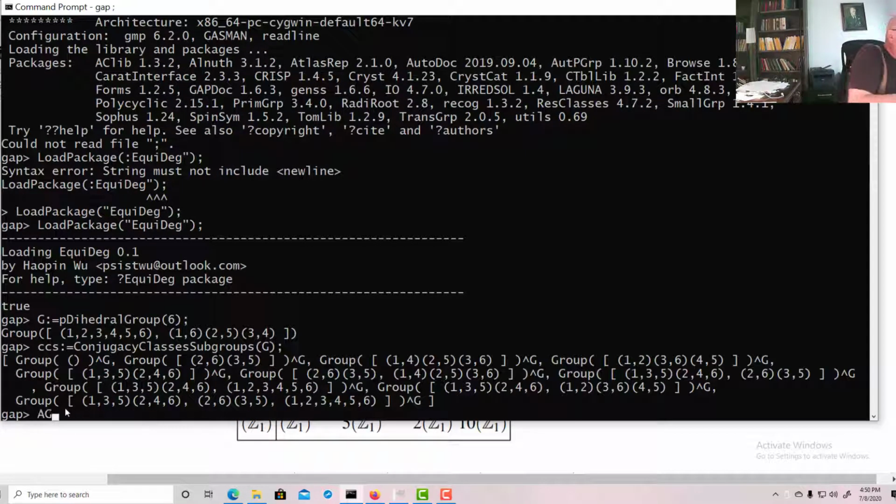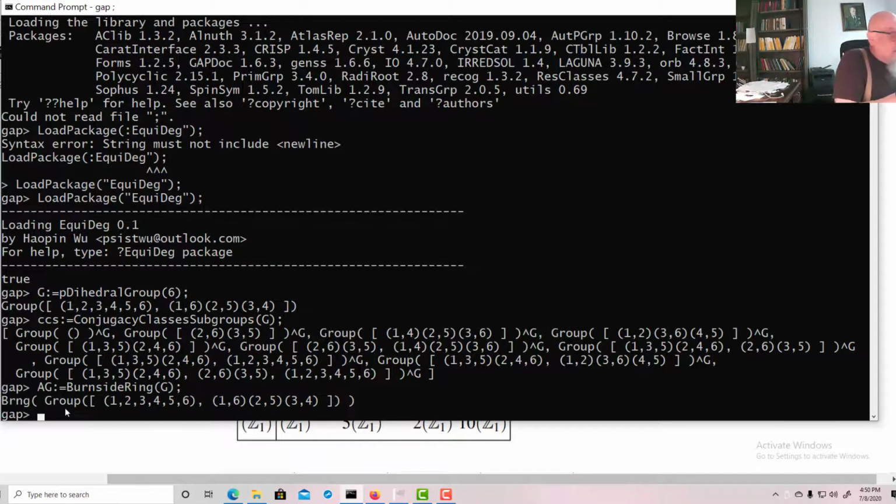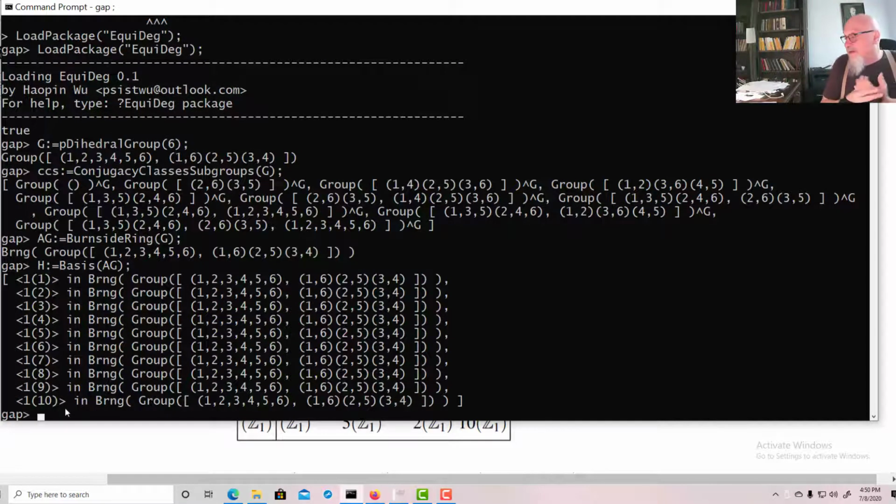Then we have here AG is equal to BurnsideRing of G. And then we put here H is the basis, and this will be AG, and that's it. Basis is AG. Very good.